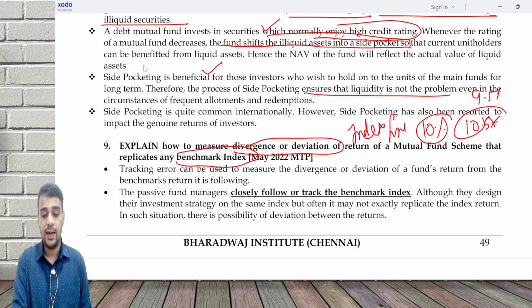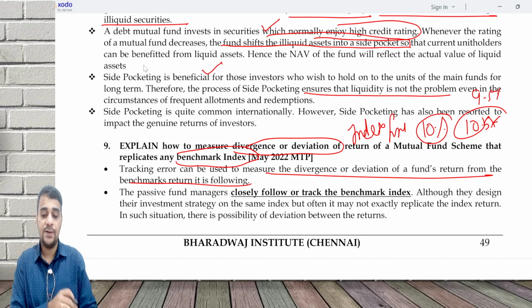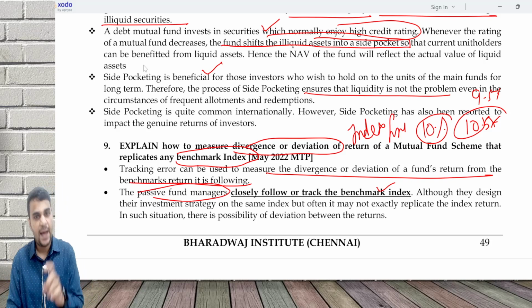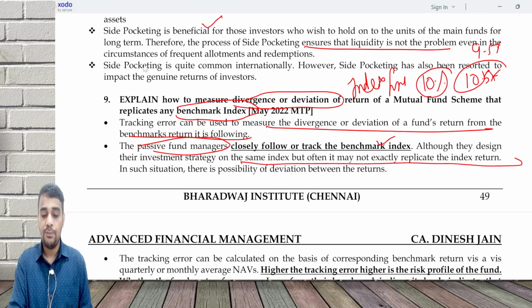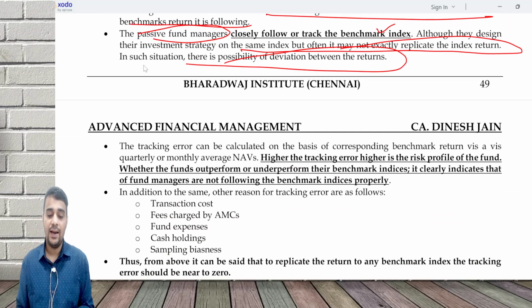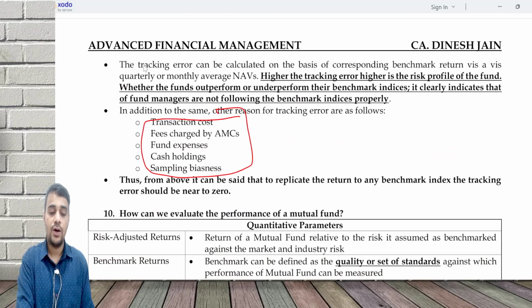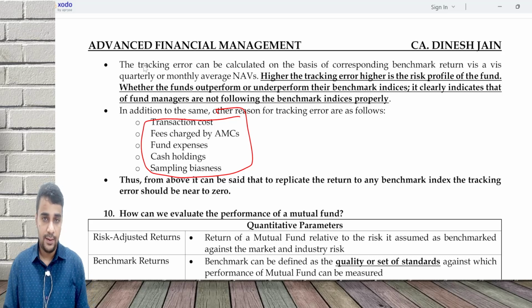Tracking error can be used to measure the divergence or deviation of the fund's return from the benchmark return it is following. Index fund is basically for a passive fund manager, who closely tracks the benchmark index. If you are a passive fund manager, the objective is to have low tracking error. If you are an active fund manager, the objective is to generate alpha, which means outperformance. Although they are designed on the same index, sometimes you will not be able to replicate, and this deviation is called tracking error. Tracking error can also arise because of transaction cost, fees charged, fund expenses, cash holding, and sampling bias.